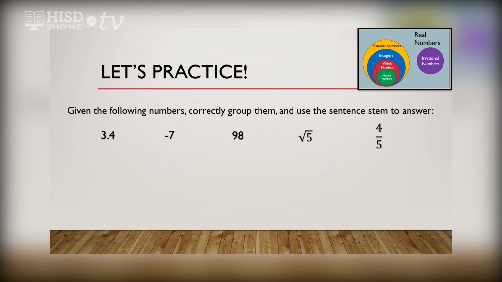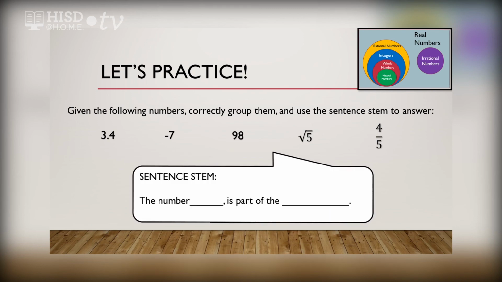The numbers are the following: 3.4, -7, 98, the square root of 5, and the fraction 4/5. The sentence stem that you are going to use is the following: the number blank is part of the blank. You have to name all the sets that each number is contained in. I am going to give you a total of 3 minutes for you to finish this exercise.